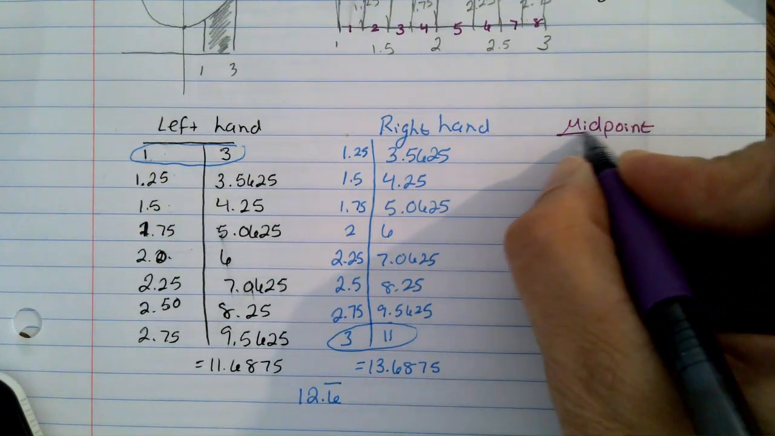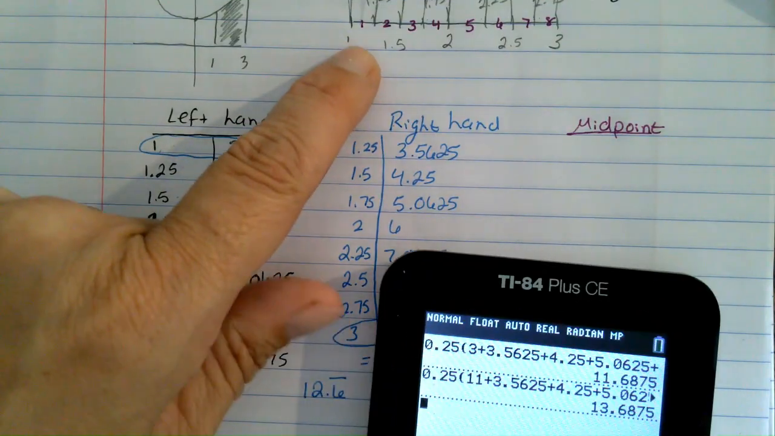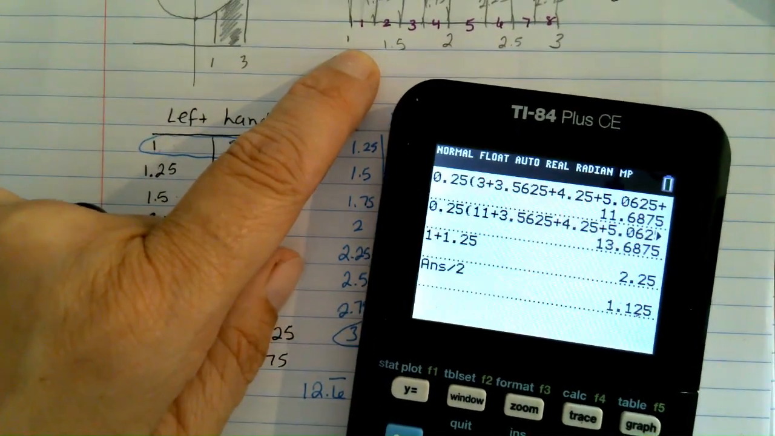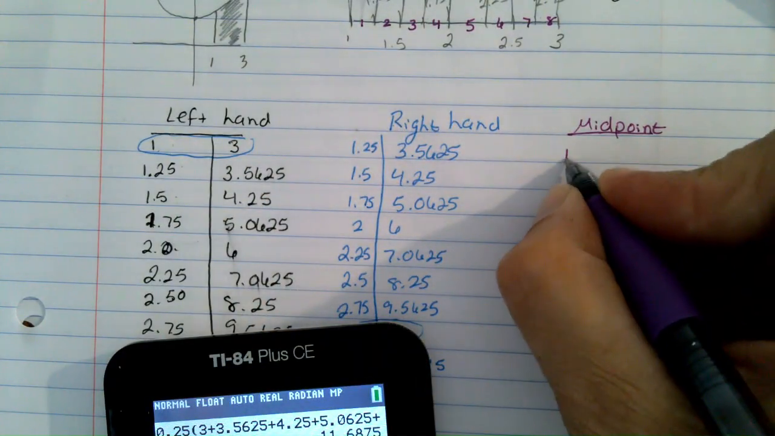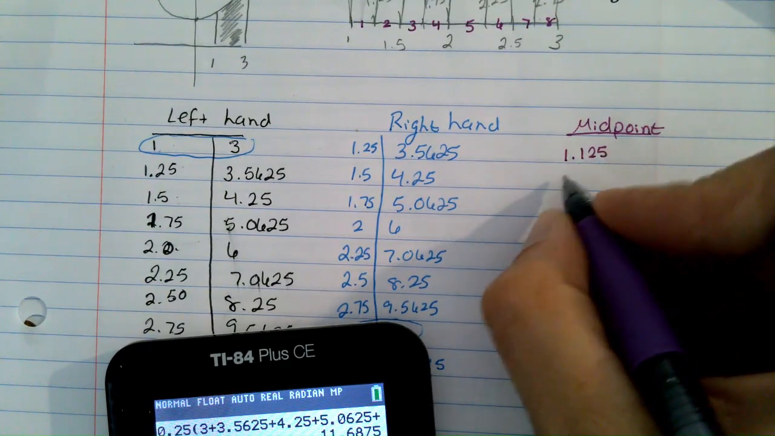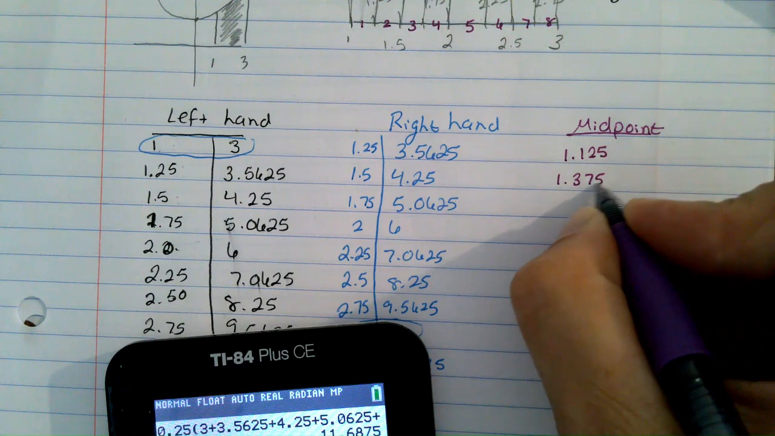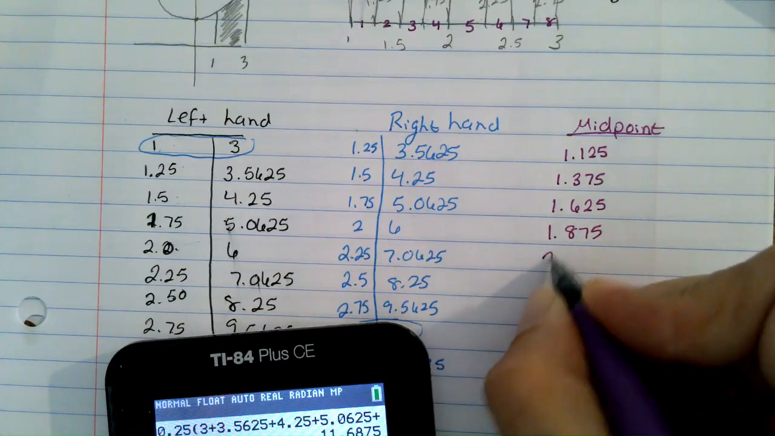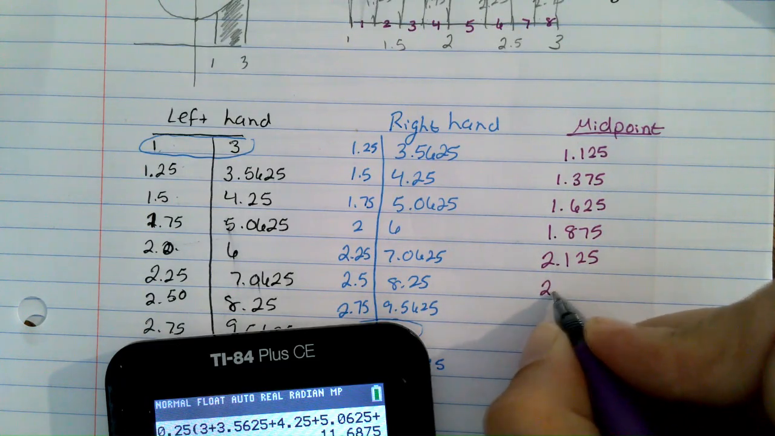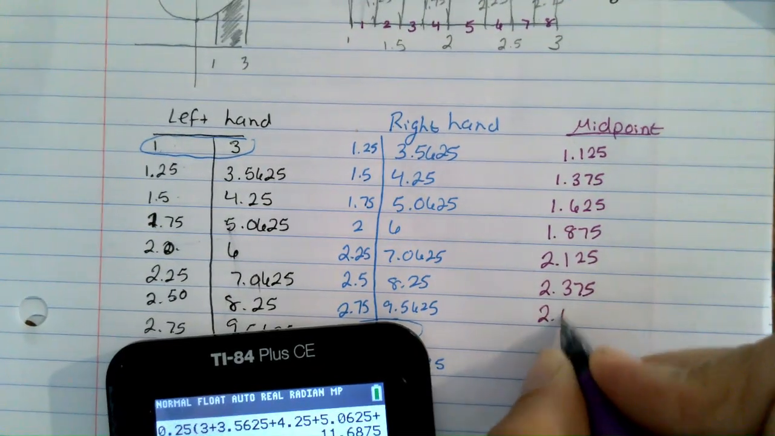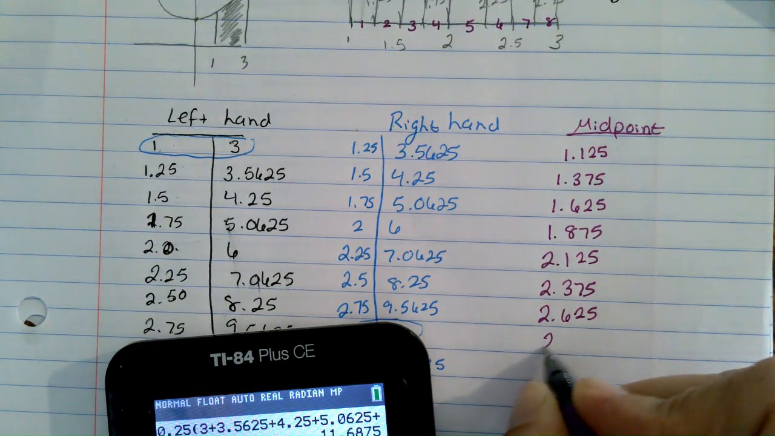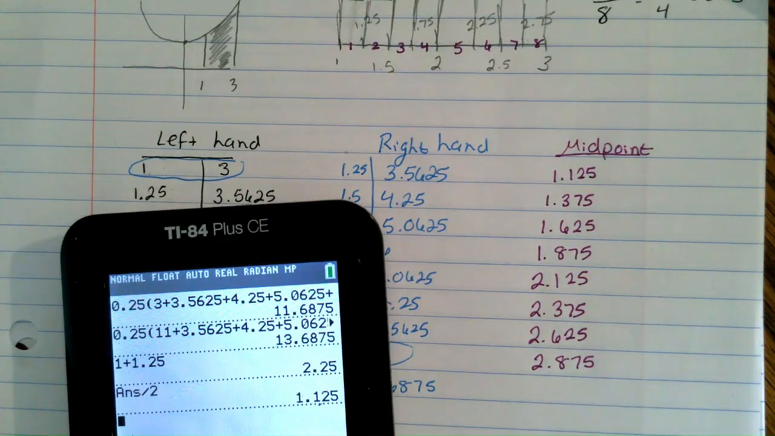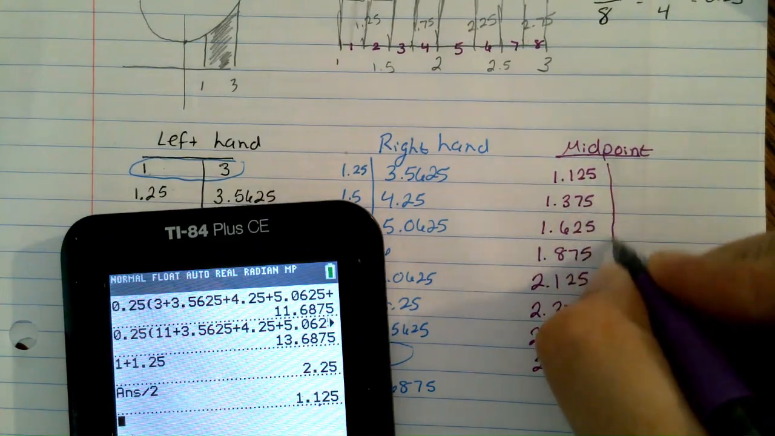Okay, this requires a little more work. So the middle of rectangle 1 is somewhere between 1 and 1.25. It's at 1.125. So that would be the middle of our first and the middle of our second. 1.875, 2.125, 2.375, 2.625, and 2.875 would be the middle of all 8 rectangles. And of course we need to get the y part of that, right?